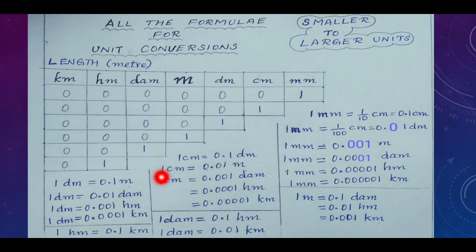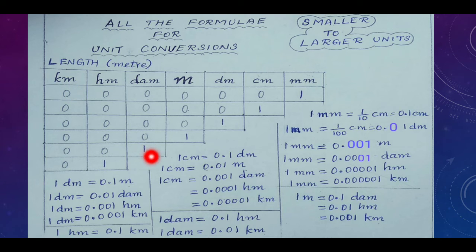Okay, let us see randomly. 1 decameter is equal to how many hectometers? We have to move only one step. From decameter to hectometer, only one step. So consider 0 and 1 only. This row. The decimal point is here. To move one step, we have to move the decimal point one place towards the left. So the decimal point comes here. So 0.1 hectometer.